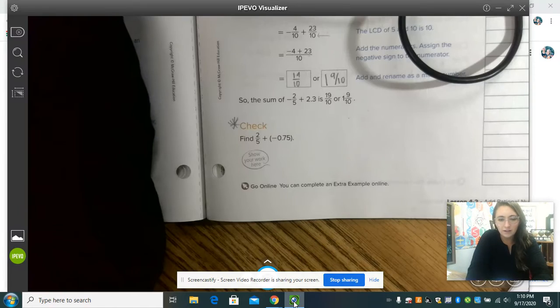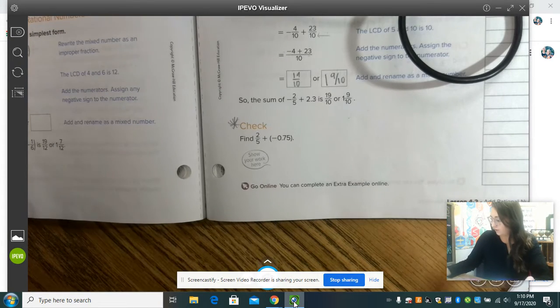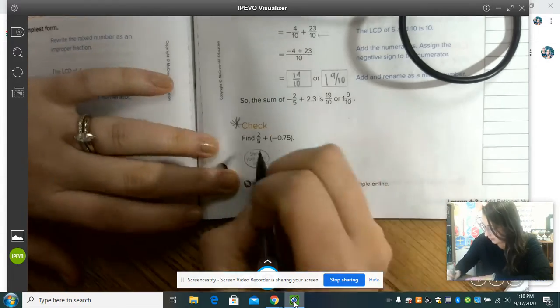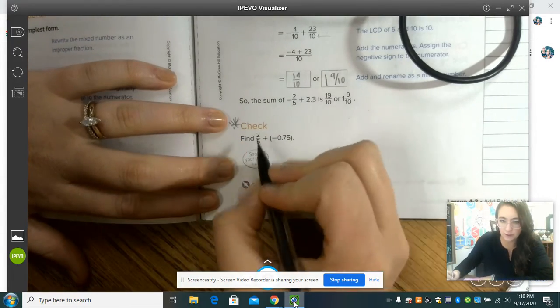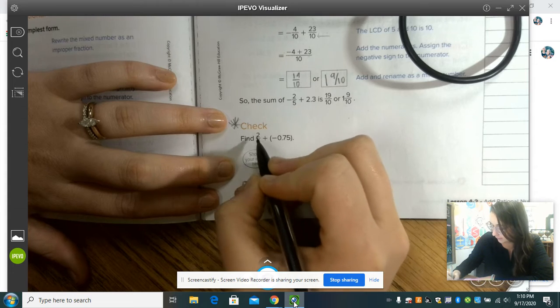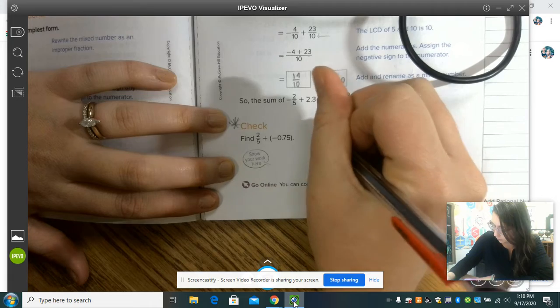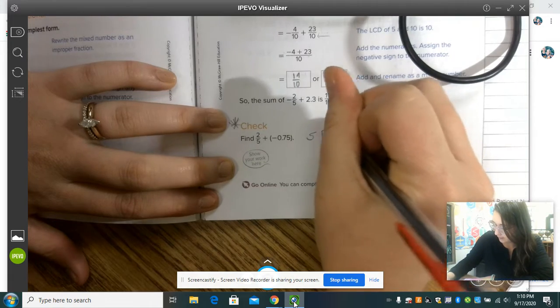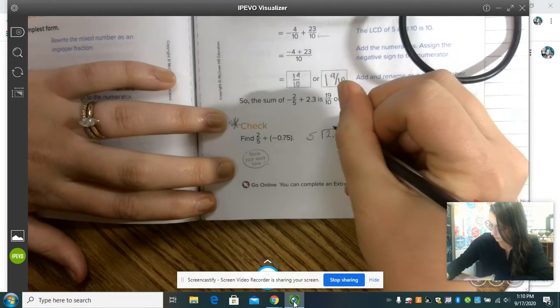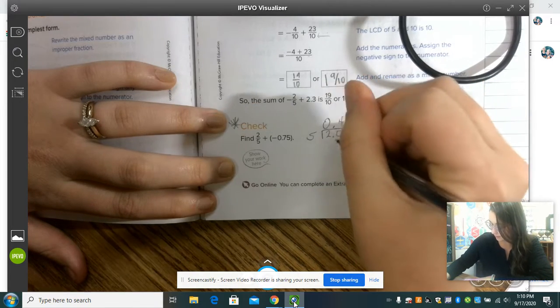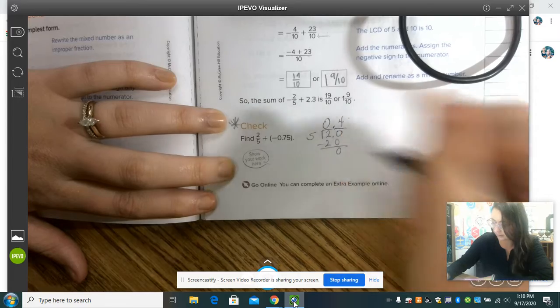All right, folks, we are on example 5 on page 189, and I'm going to be doing the check problem. All right, so I know that 2/5 is a pretty clean decimal, so I'm going to change it to a decimal. So 2 divided by 5, add my decimal and a 0. Okay, 5 will go into 20 4 times, and if I multiplied through, I'd have that 0.4.